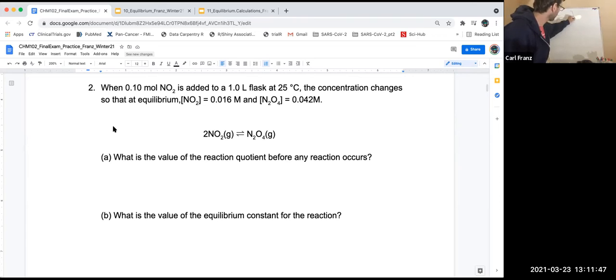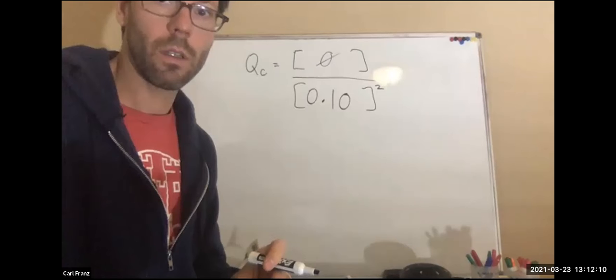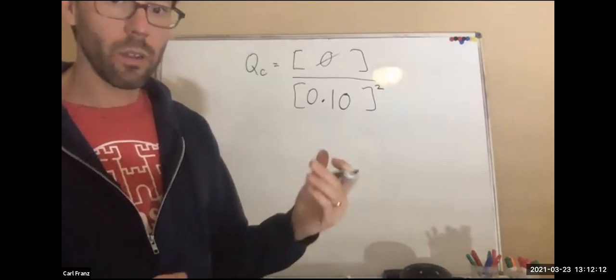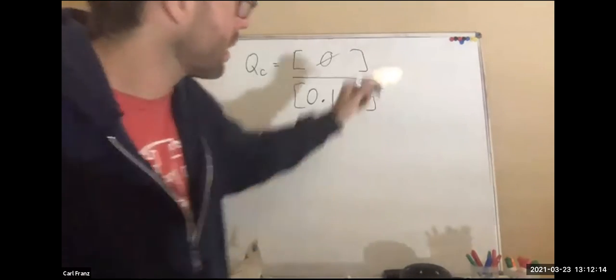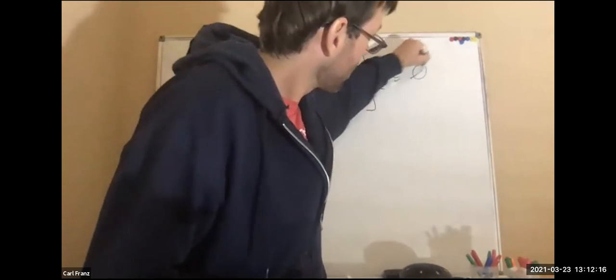That is in our equation, the reactant. So it's going to be 0.10 squared. And then the concentration of our dinitrogen tetroxide is 0 because this is initial, right? So 0 divided by something is 0.